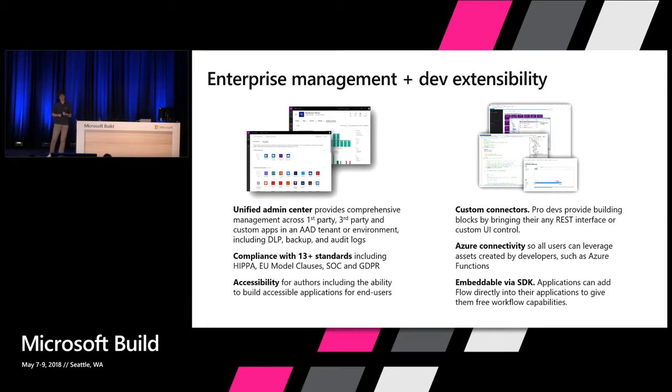So we have things that we call data loss prevention policies. And these data loss prevention policies block data flow from a source that may be compliant to a source that's non-compliant. So this is how organizations can adopt Microsoft Flow and still be confident that data is not leaking in a way they don't expect. Now, Flow has, of course, a wide variety of standards. It has accessibility, and it also has extensibility, which means that developers who want to extend the capabilities of Microsoft Flow can as well.